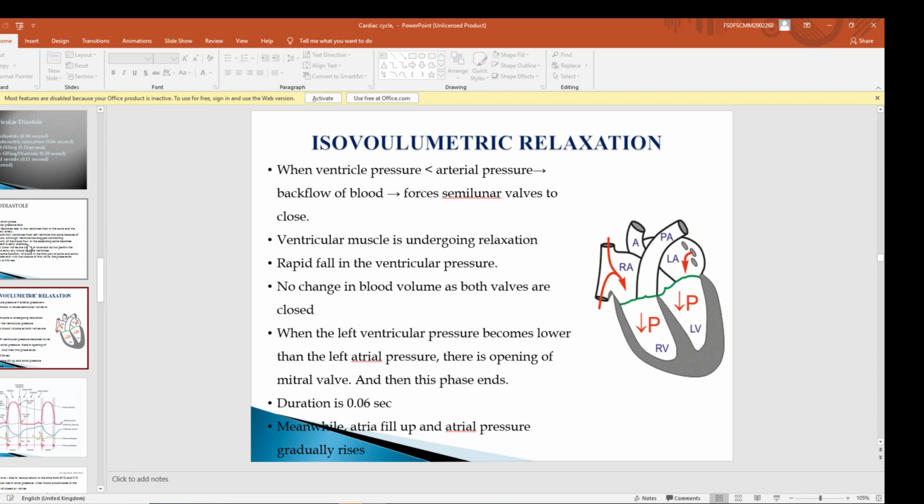The ventricular muscle is undergoing relaxation. There is rapid fall in the ventricular pressure. There is no change in blood volume as both valves are closed. When the left ventricular pressure becomes lower than the left atrial pressure, there is opening of the mitral valve, and then this phase ends. The duration, as you know, is 0.06 seconds. Meanwhile, the atria fill up and atrial pressure gradually rises.